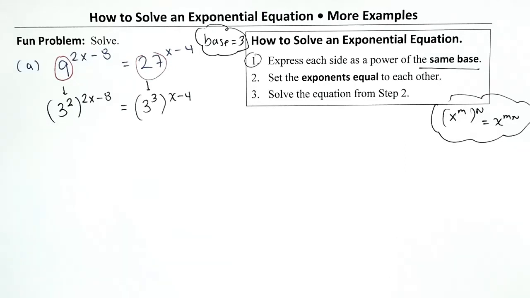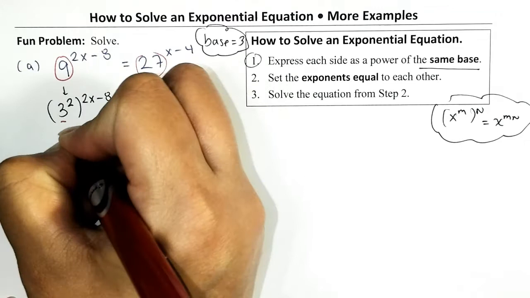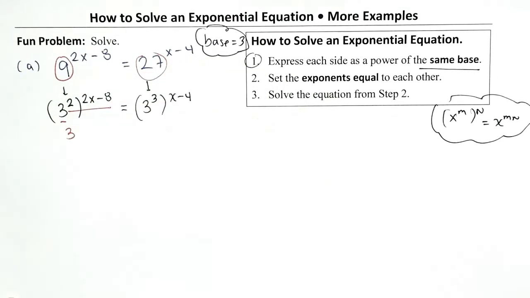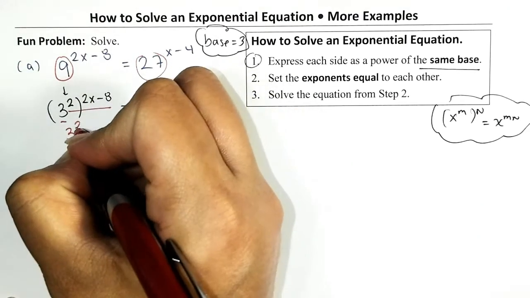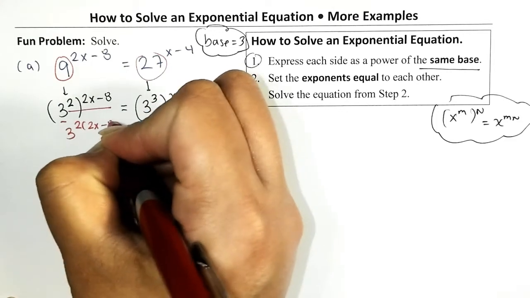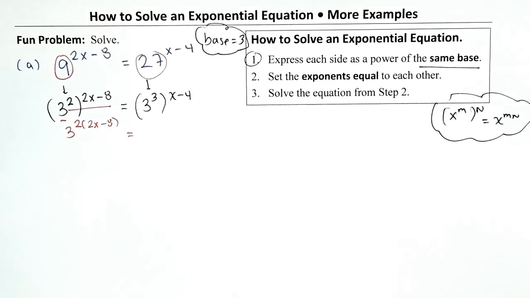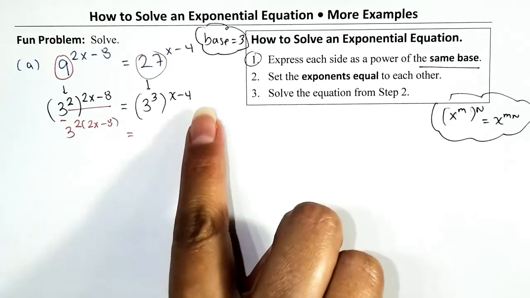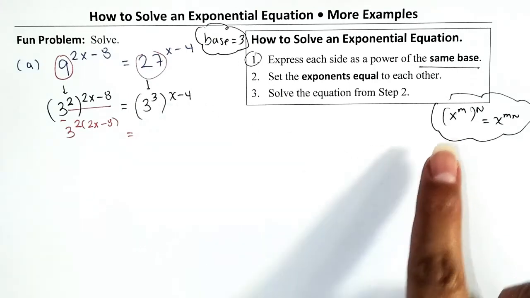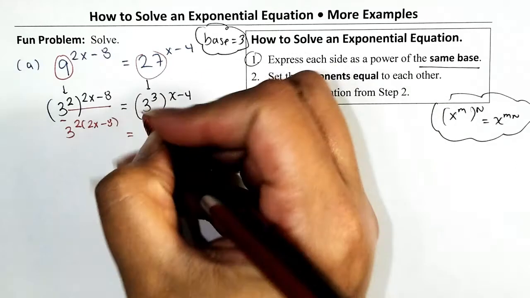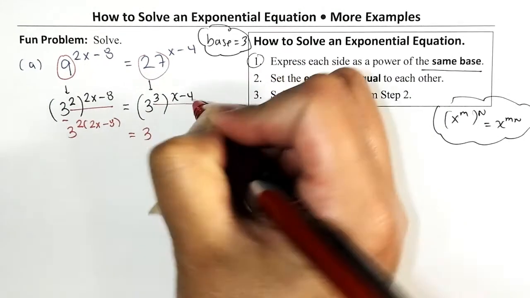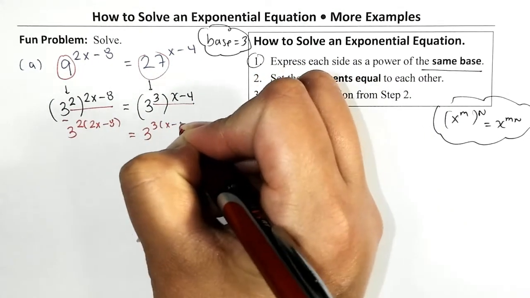Raising powers, we're going to keep the base and then we're going to multiply the exponent. So that will give us 3 raised to the 2x minus 8. Okay, we have power rule on the left. Let's apply the power rule on the right. Power rule on the right side, raising powers, we're going to keep the base of 3 and then we're going to multiply the exponents. Cool.